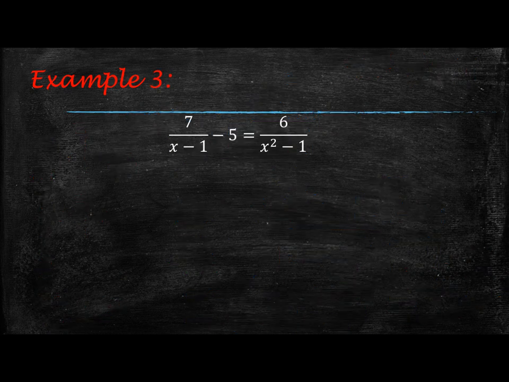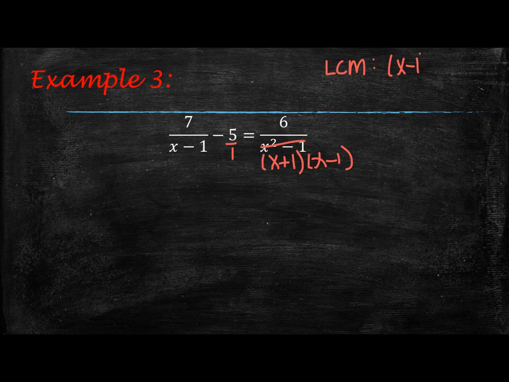All right, let's look at example 3. We have 7 over x minus 1 minus 5, which again, that 5 is over 1, and then equals 6 over x squared minus 1. First thing we'd want to do is go ahead and factor that x squared minus 1 into x plus 1 times x minus 1. So our LCM that we're going to multiply through would be x minus 1 times x plus 1.